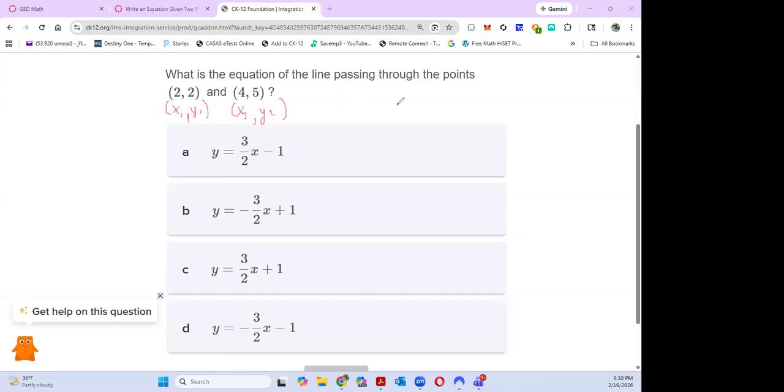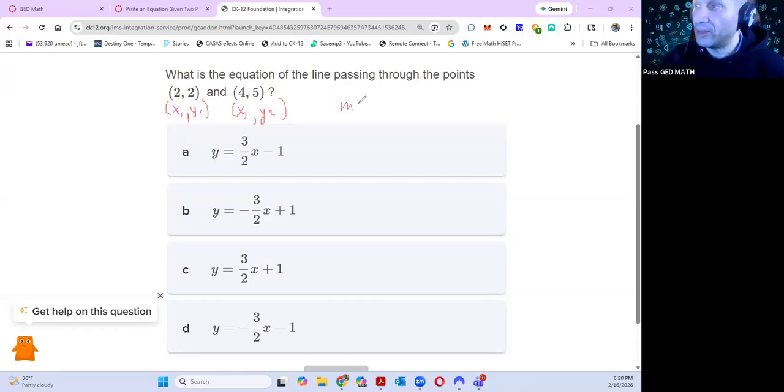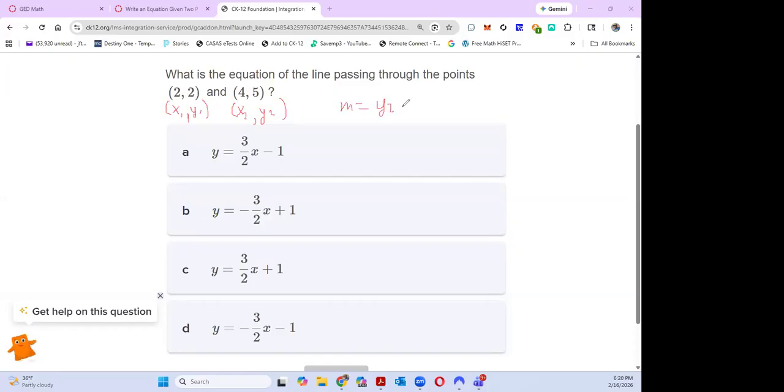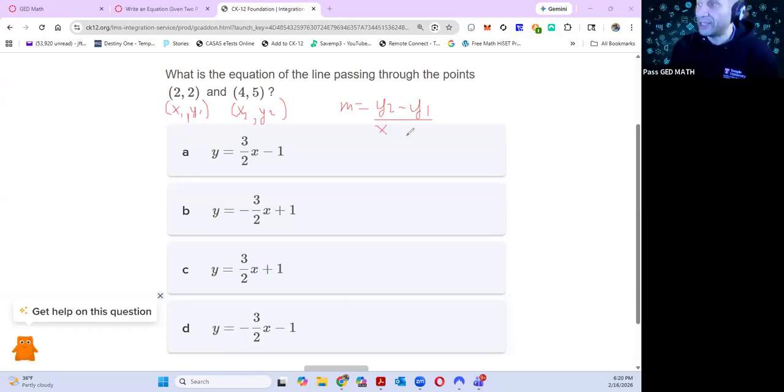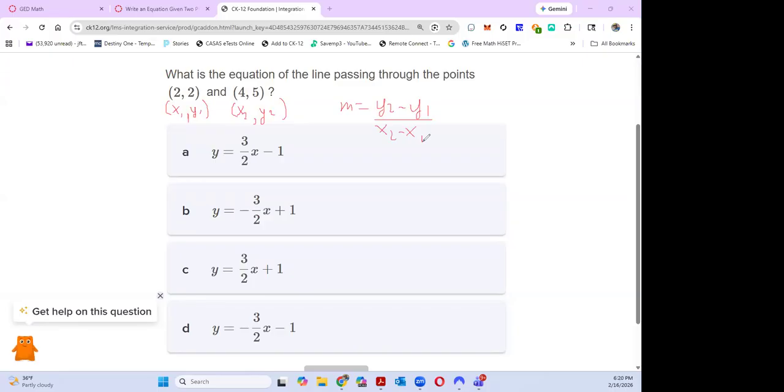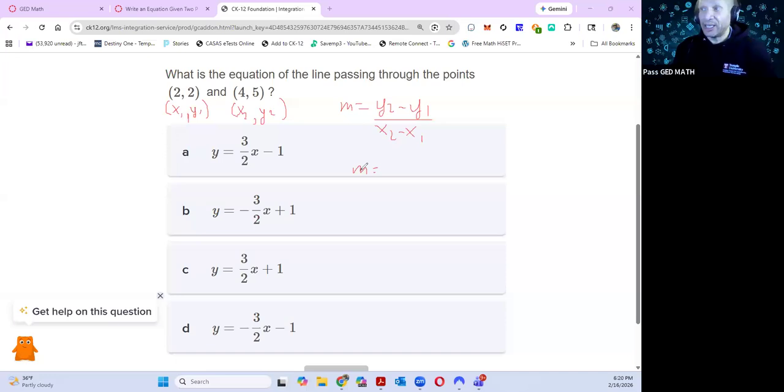I'm going to use my formula from my formula sheet. M equals y2 minus y1 over x2 minus x1. I'm saying it, I'm seeing it, I'm writing it. If you notice, I keep writing the same thing. M equals, because the M means slope. M is the variable for slope.